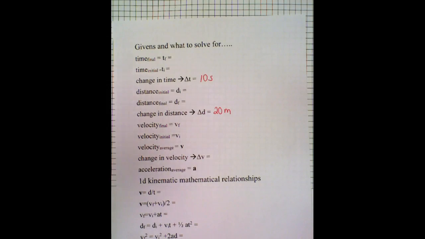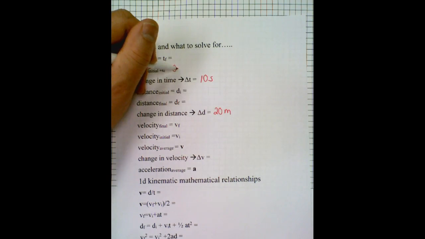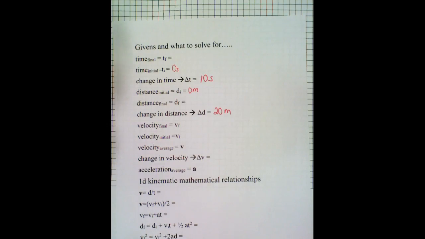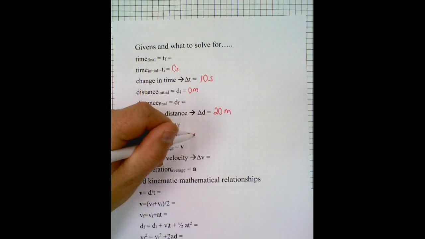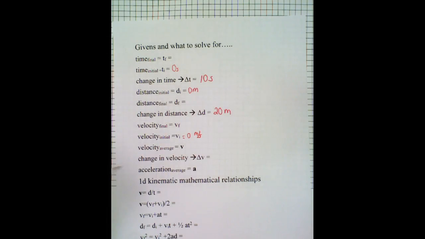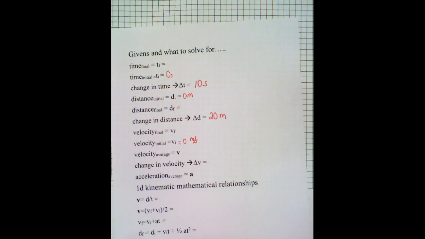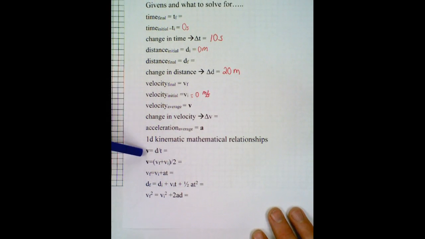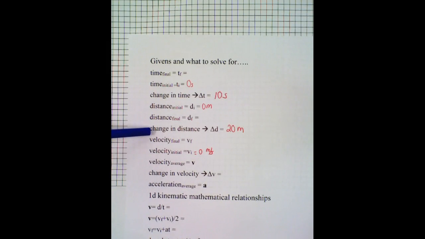Since I didn't tell you what the initial time is, you can assume that's 0 seconds. The initial distance on the ruler would be 0 meters. The initial velocity would be 0 meters per second. So from the 2, I have 5 items that are known. Now from there, I can start saying, okay, what can I do very easily from my math formulas? Well, looking at the formulas down here, let's look at the first one. Velocity average is distance over time. Do I know distance? Yeah, I know distance. Do I know time? Yes, I do.